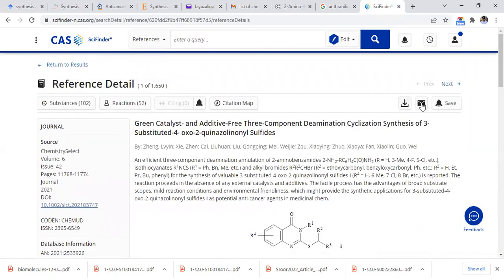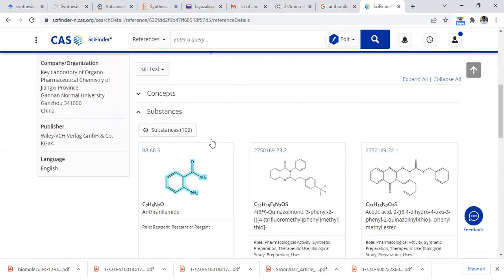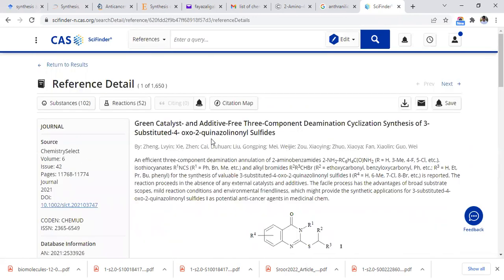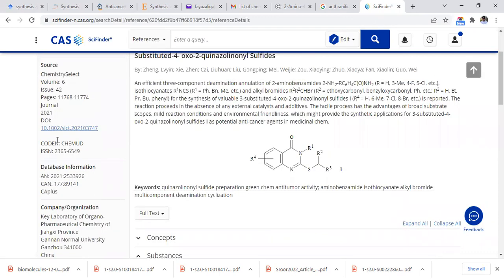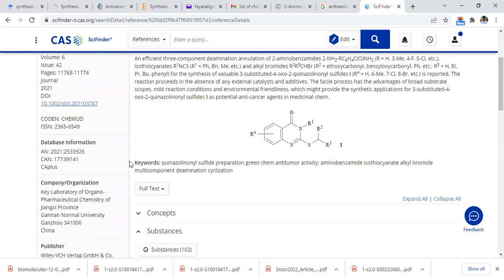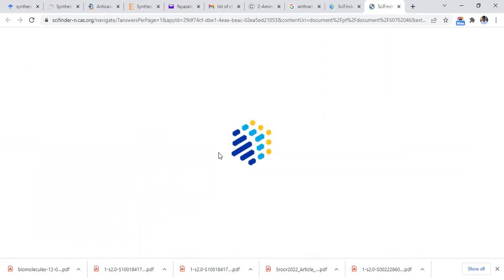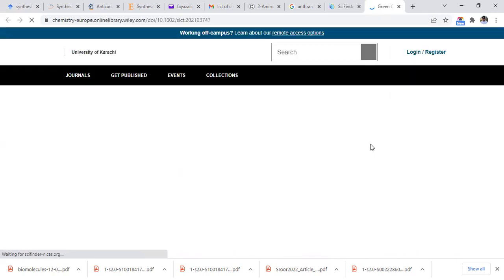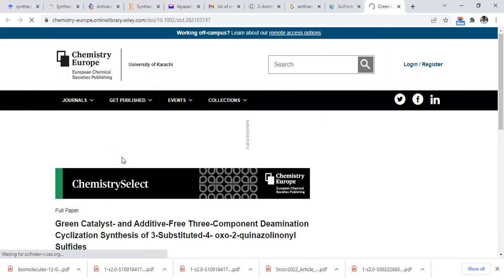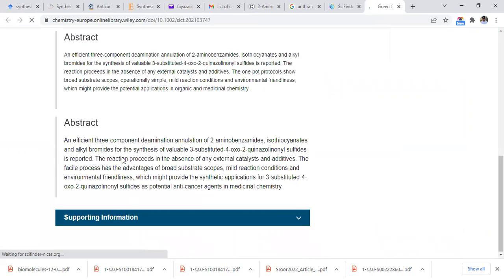So if you want to download, we have also given the DOI number. Here we will use full text DOI. And we have also four options, one of the four options we have to select. It depends upon your university. Okay, so this is the research paper.